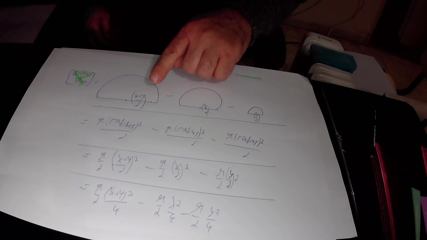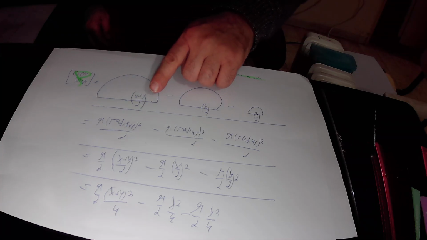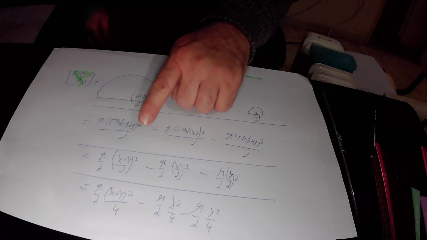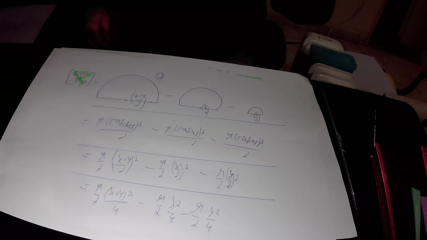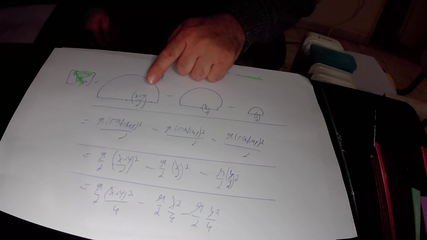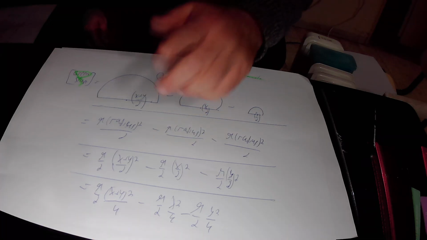So it is pi over 2, and the radius is (x plus y) over 2, therefore the radius squared is ((x plus y) over 2) squared. So in total, we find that the area of this biggest semicircle equals pi over 2 times ((x plus y) over 2) squared.